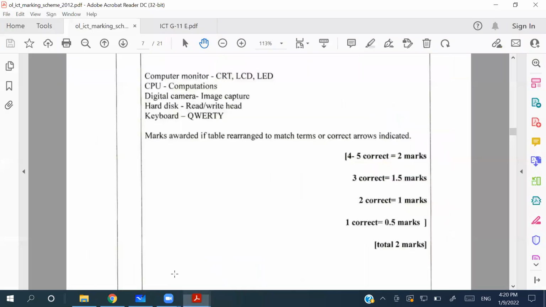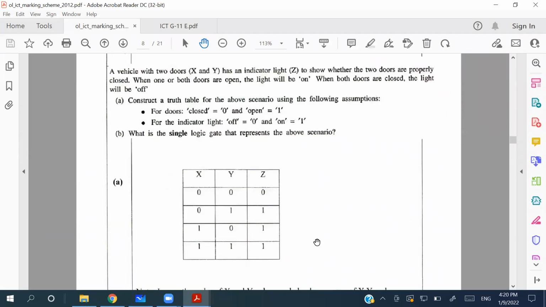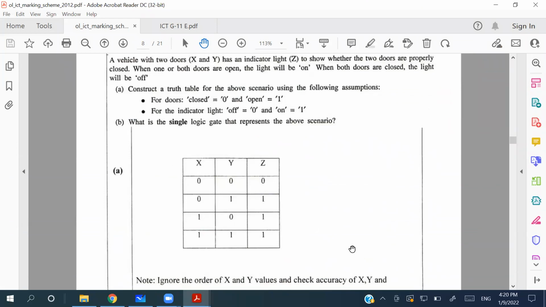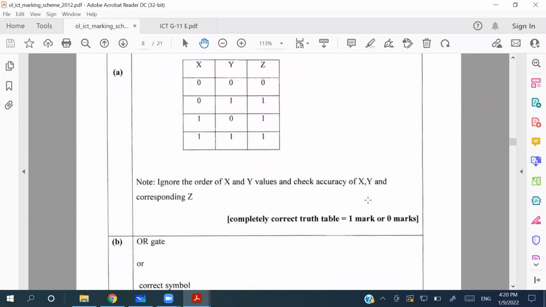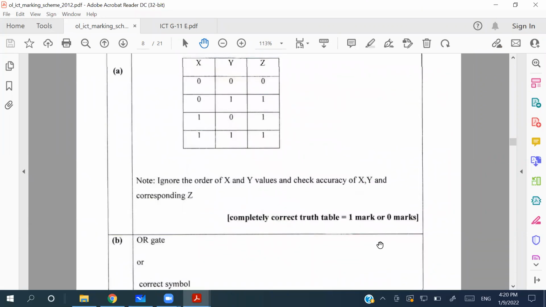Right? So let's go through the answers. Yeah, so this is the truth table, and the gate is the OR gate. So either you have to say it is an OR gate or you have to draw the symbol and show. That can also be taken as a correct one. So for the truth table, 1 mark. For representing the gate, again 1 mark. So together it's 2 marks.